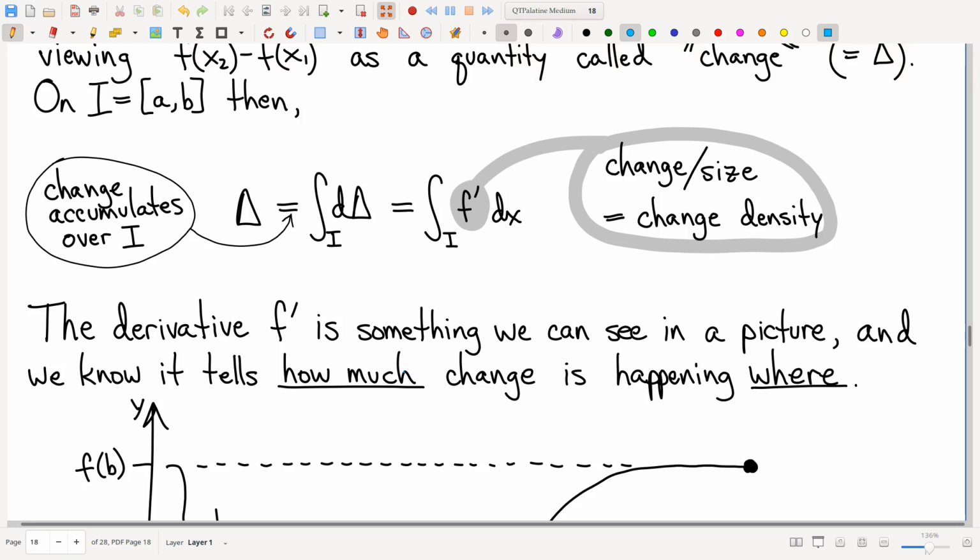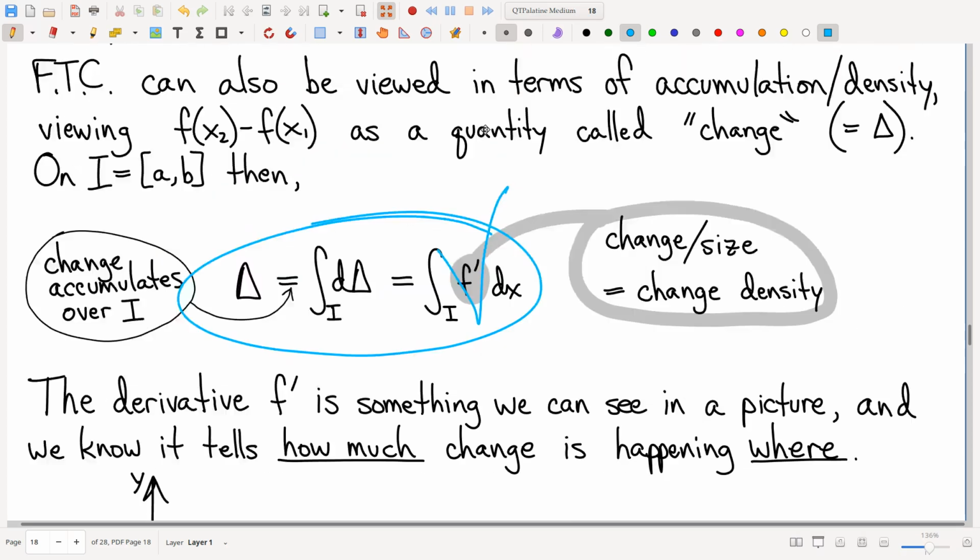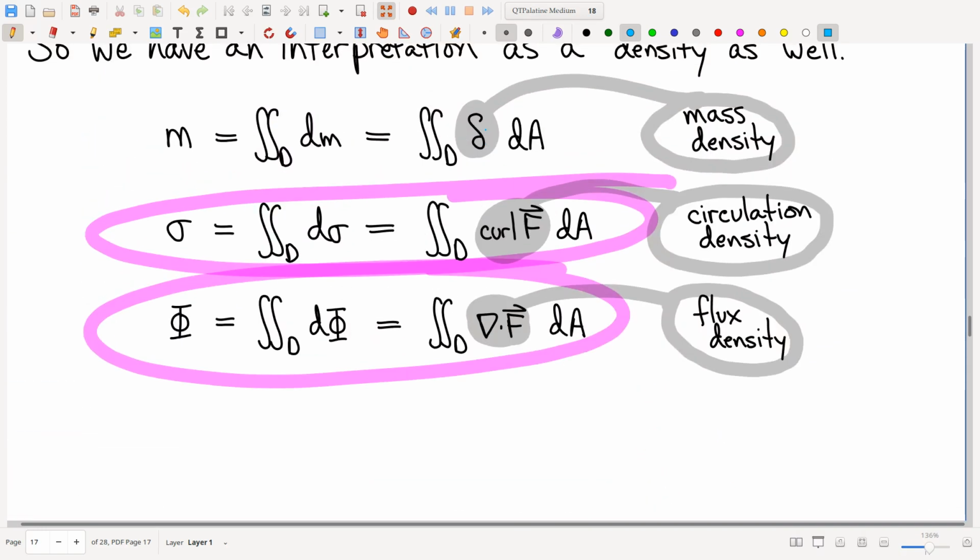Does that make sense? Okay, so I think this is a great example of that, and so we can use what we already understand about the fundamental theorem of calculus, what we already understand about the derivative, as a tool for making sense out of Green's theorem and the two-dimensional divergence theorem, and likewise curl and divergence.